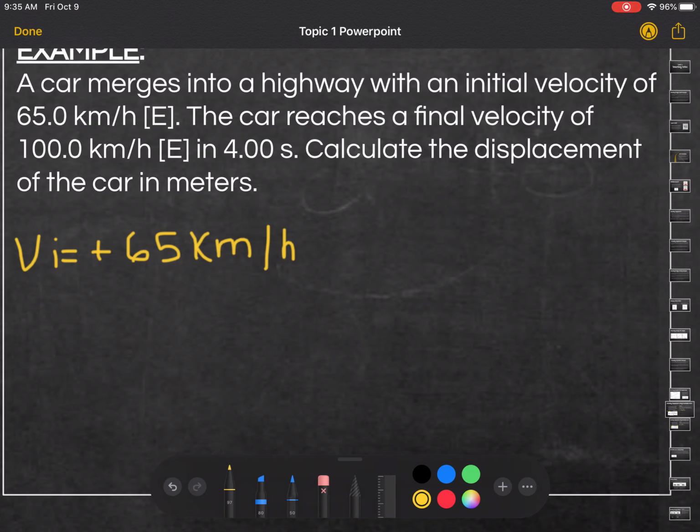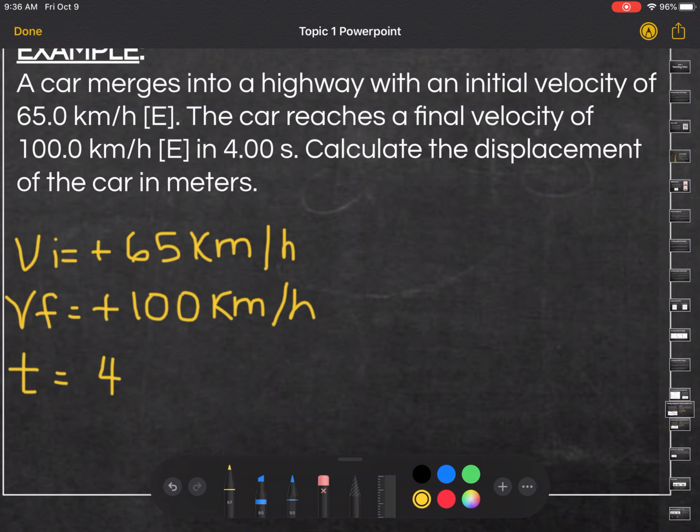All right, so continuing on, it says the car reaches a final velocity of 100 kilometers an hour east. So that's our VF. It's east, so it's again positive, and it's 100 kilometers an hour in 4 seconds. So our time is 4 seconds. Calculate the displacement of the car in meters. So we're looking for displacement. Displacement has a little arrow on the top. That's what we're looking for.